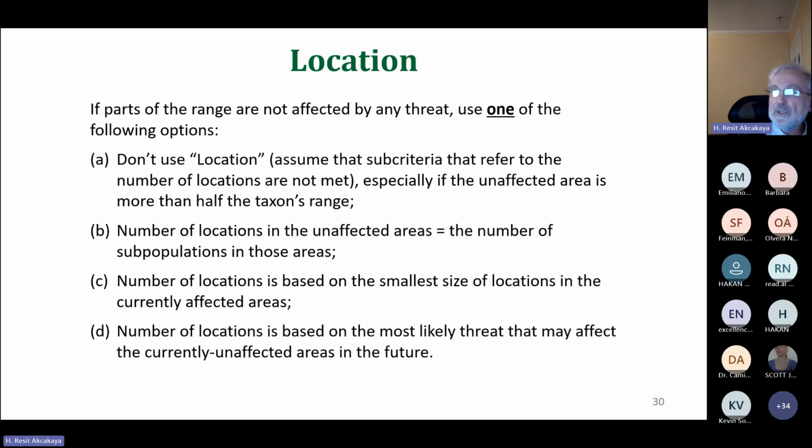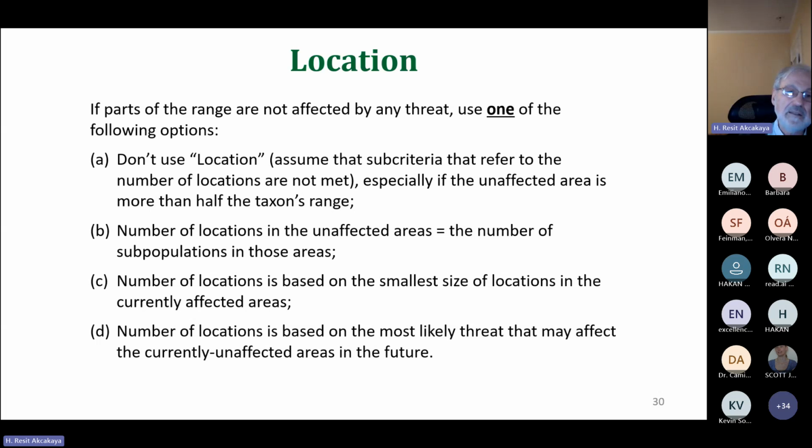The third option is a bit more complicated. The number of locations in the unaffected area is based on the smallest size of the locations in the currently affected areas. So you look at the currently affected areas, there are, let's say, 3 locations. The smallest one is, let's say, 20 square kilometers. What you then say is that every 20 square kilometers of the unaffected area, I'll assume is 1 location.